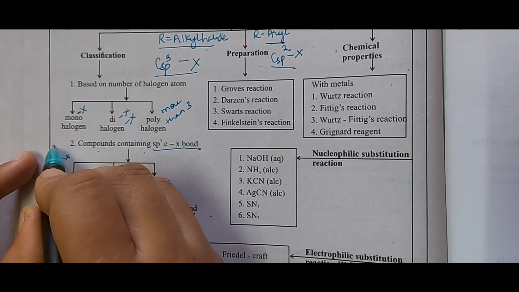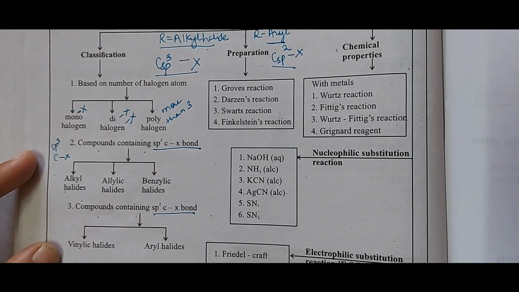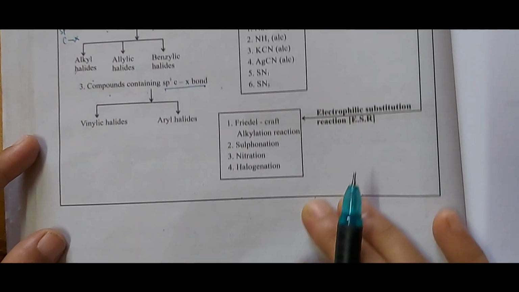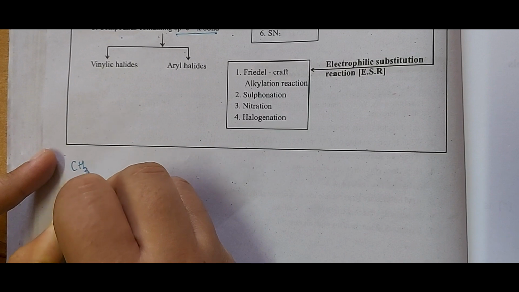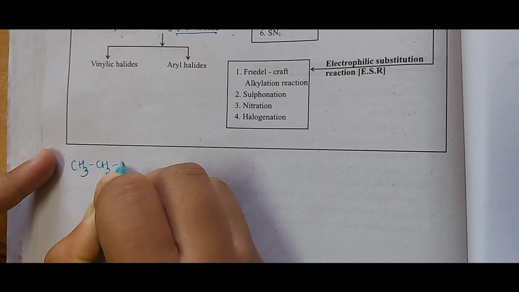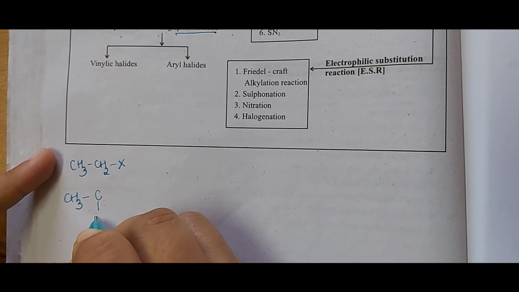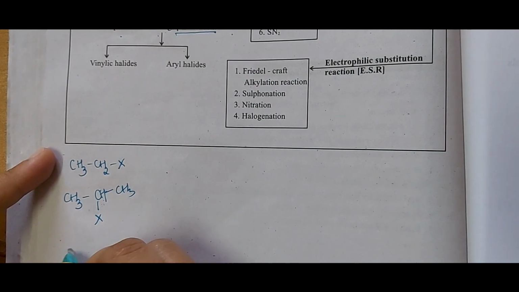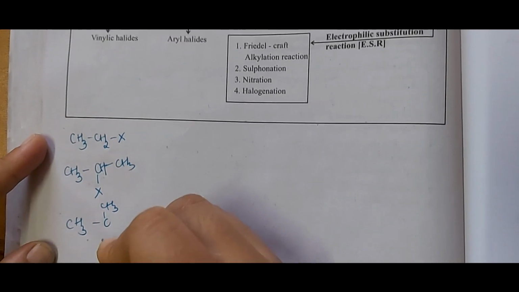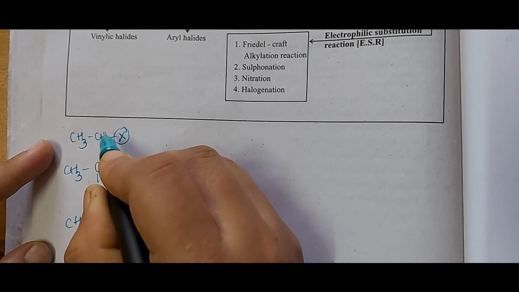We have already seen that an sp3 hybridized carbon atom bonded to a halogen is an alkyl halide, and it can be further classified into three different types. The first one is CH3CH2X, the second one is CH3CHXCH3, that is on a secondary carbon, and next is (CH3)3CX, that is CH3, C, CH3, CH3 and X.